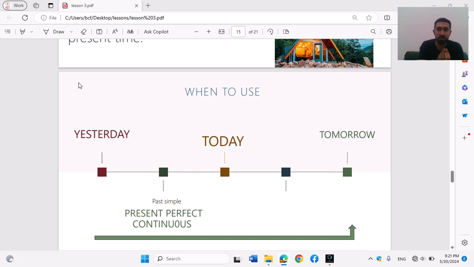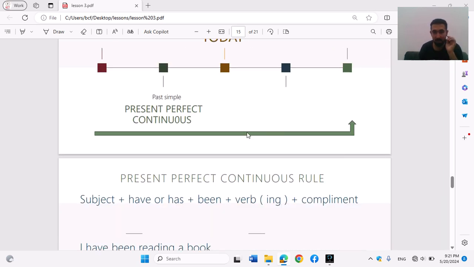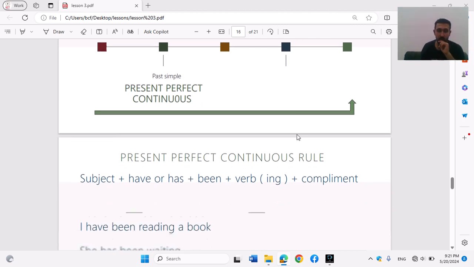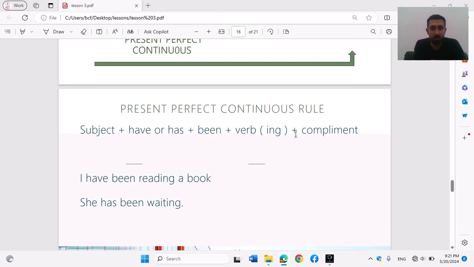It's used for something in the past, but it continues even into tomorrow, okay? It's something that happened in the past, but it continues for tomorrow as well. Look at the rule. Whenever you are talking about continuous, don't forget the ing. You always have ing. Okay? Subject, have or has, been, verb ing. I have been reading a book.